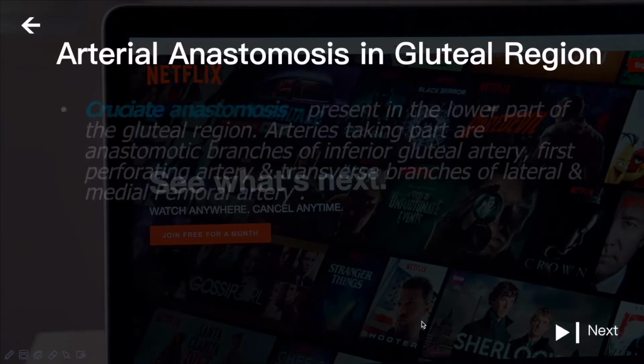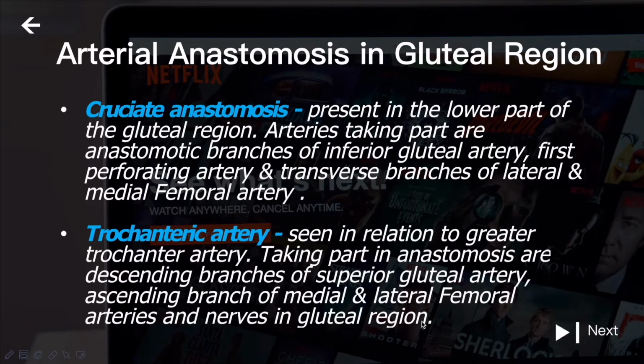Arterial anastomosis in the gluteal region. Cruciate anastomosis is present in the lower part of the gluteal region. Arteries taking part are anastomotic branches of the inferior gluteal artery, the first perforating artery, and transverse branches of the lateral and medial femoral artery. And the second one is the trochanteric anastomosis, seen in relation to the greater trochanter. Taking part in the anastomosis are descending branches of the superior gluteal artery, and ascending branches of the medial and lateral femoral arteries.